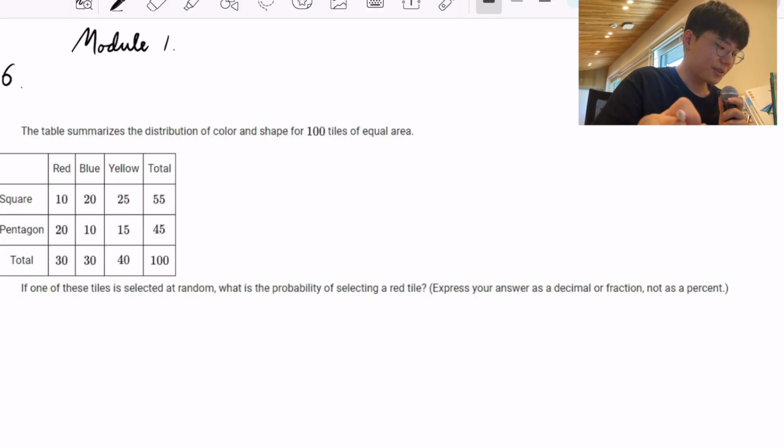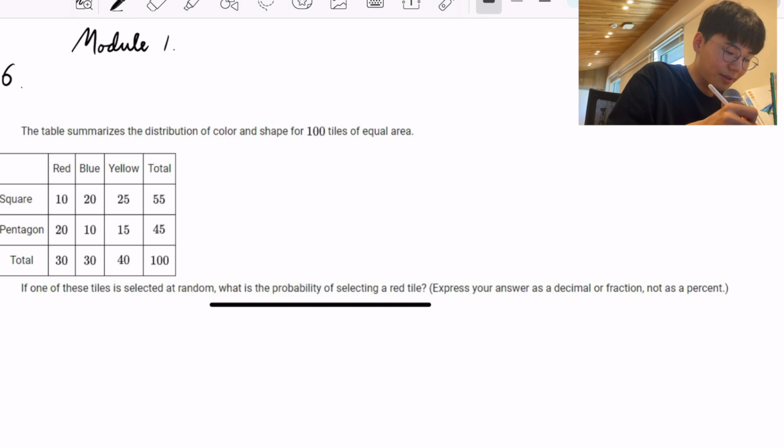Let's go. So let's look at Module 1 first. This is the 6th problem where they ask you the probability of selecting a red tile. Really, from these kinds of problems, you have to just ignore the data that aren't relevant to what you want to get. That's the strategy for problems with tables, because the SAT gives you a lot of tables that have a lot of irrelevant information in them.